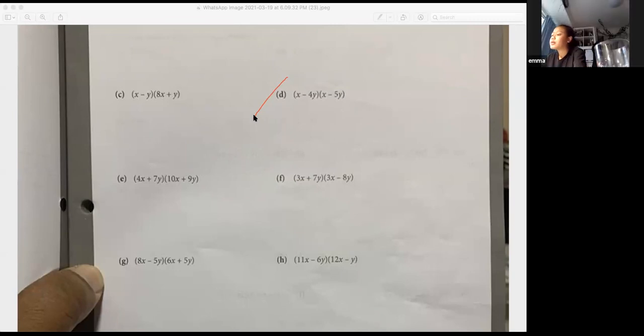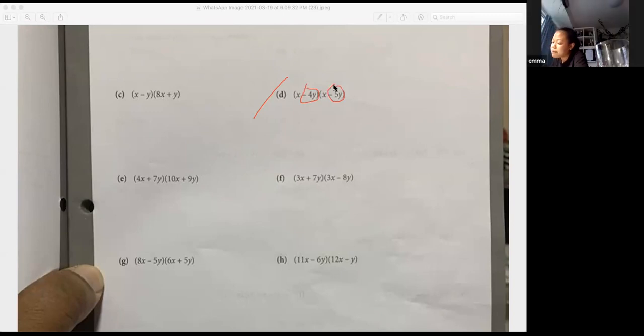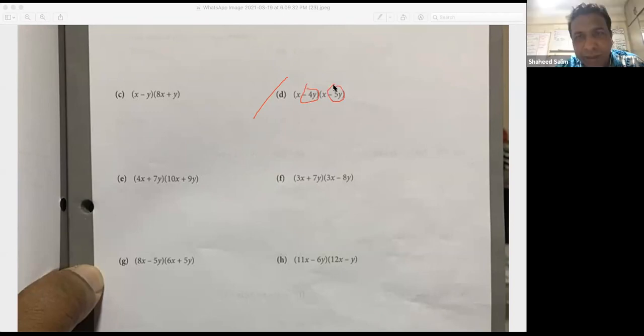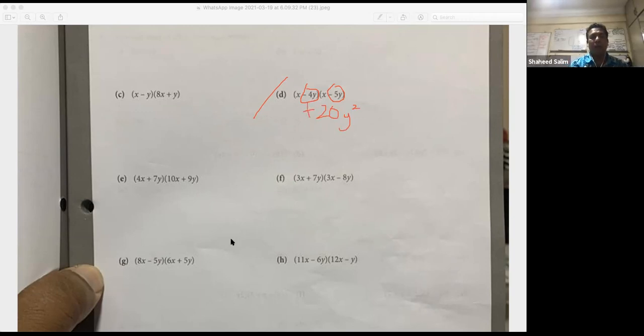x squared minus 9xy minus 20y. Okay, just one thing, minus times minus becomes plus 20y squared. There must be, you see, 4 times y, 20, y times y squared. Plus 20y squared, eh? Not 20y, eh? 20y squared. All right, can you please try F and H?